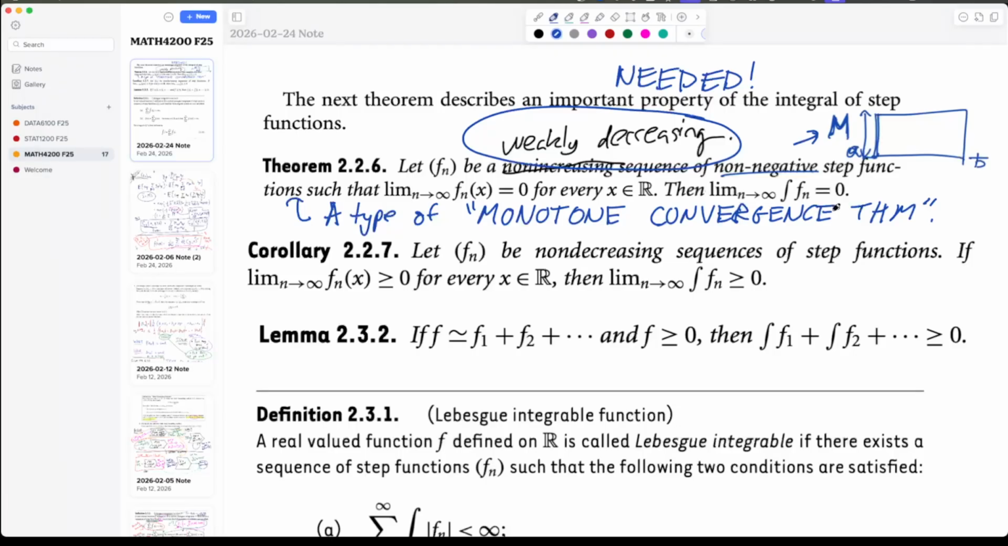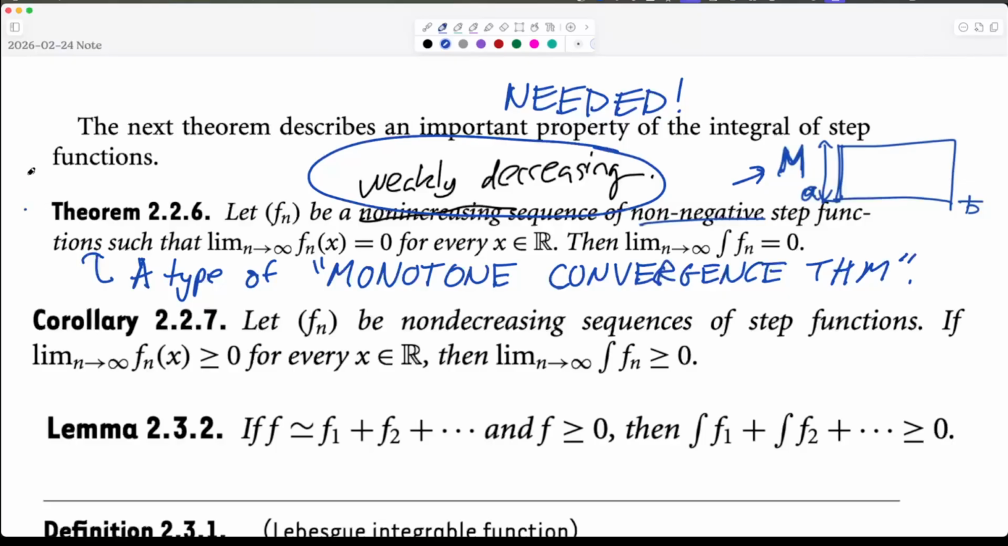Okay. Last class, we also did this upgraded version of theorem 2.2.6, which is corollary 2.2.7, which says, again, the fn's, if they are weakly monotone, this time they're the reverse. So in theorem 2.2.6, the functions were going down to 0. In this corollary, the functions are going up, and they're going up to something greater than 0. The limit is greater than 0.